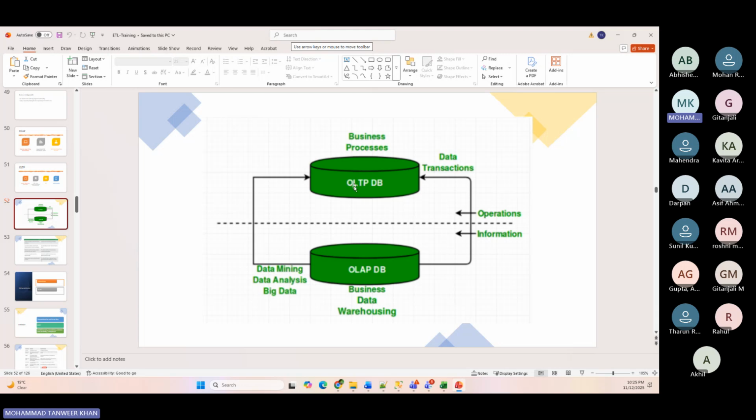In OLTP, the daily transactional data will be kept. So whatever operations are happening on a daily basis, we keep it in OLTP. So don't get confused. It's very simple. OLAP means historical data. Why are we keeping it? Because we want to do analysis. Generally we do analysis on a large volume of data for the last few years.